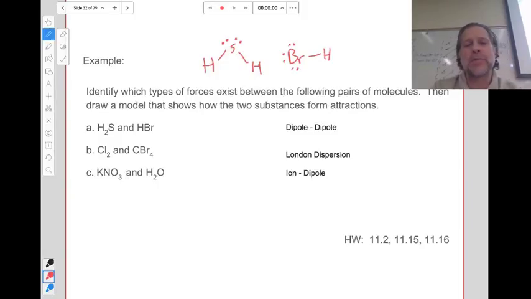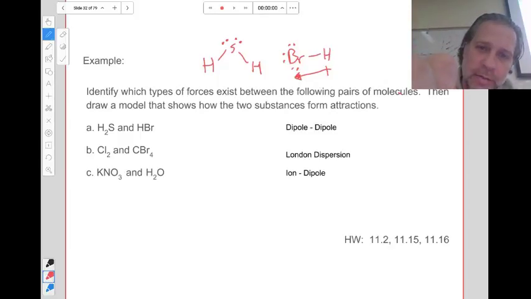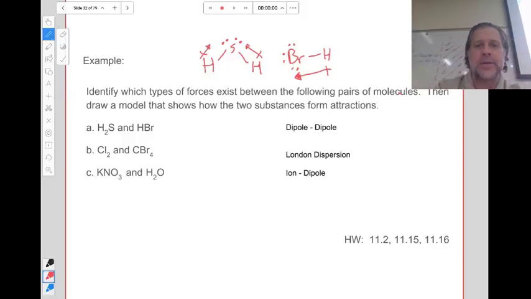And I know that bromine is more electronegative than hydrogen, so it's going to have a dipole moment like that, okay? And I know that sulfur is more electronegative than hydrogen, so it's going to have dipoles that look something like this. And as a result of that, we would have some attraction between the slightly positive hydrogen and the slightly negative bromine, so that's why it's dipole-dipole. So far, so good to that?